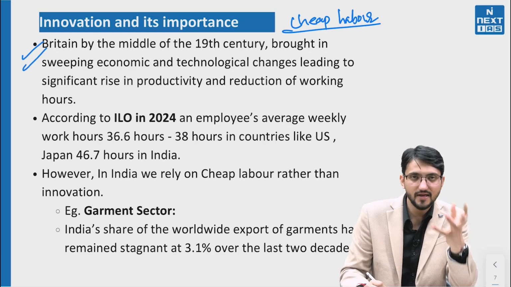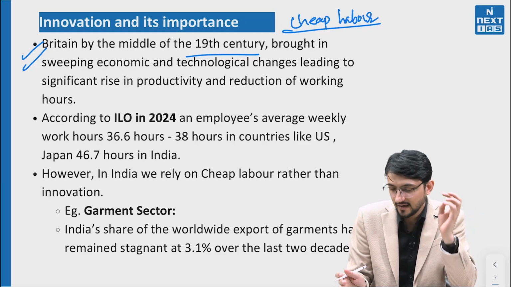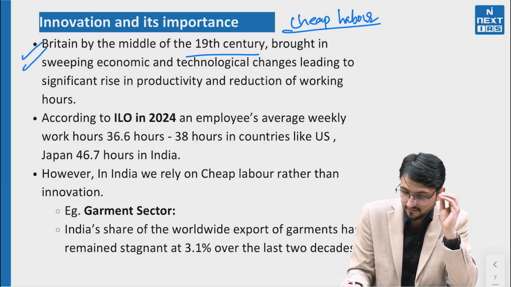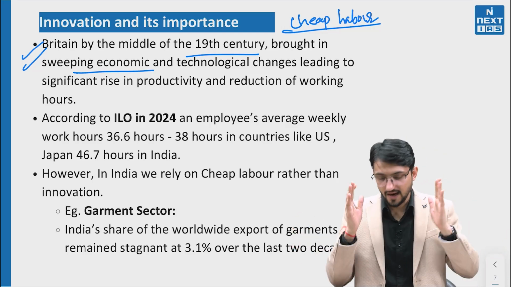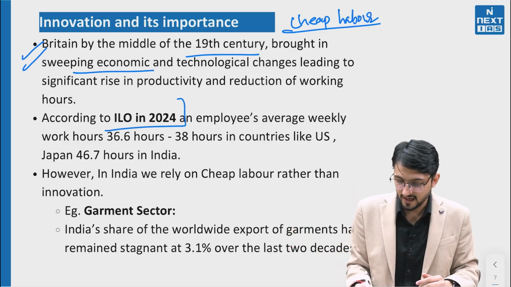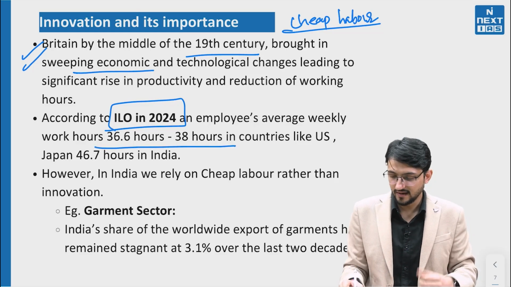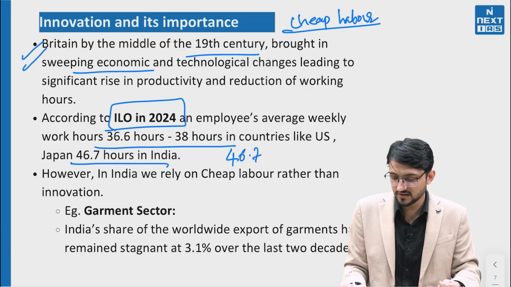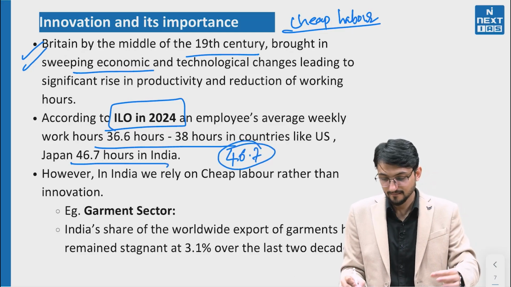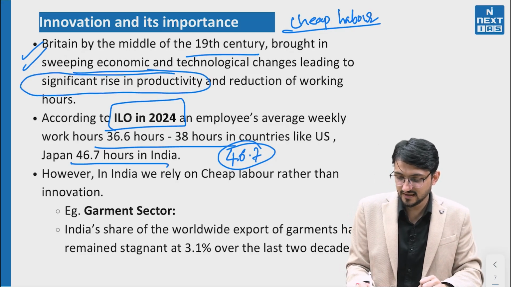So in Britain, this changed in the 19th century. We are very, very far behind. In the middle of the 19th century, they brought sweeping economic reforms. They made technological changes, and the working hours, as per the ILO report, have been reduced to 36 to 38 hours in countries like the US and Japan, while we are still stuck at around 46.7 hours on average. Remember, this has happened because of a significant rise in productivity.